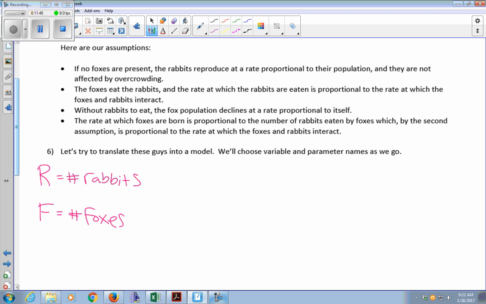Now I have some parameters because I have a bunch of proportional to statements, right? Proportional to, proportional to, proportional to, proportional to. And every time you have a proportional to statement, you've got this constant of proportionality when you try to write an equation for it. So I'm going to have 4 constants of proportionality. So let's call them alpha, beta, gamma, and delta.